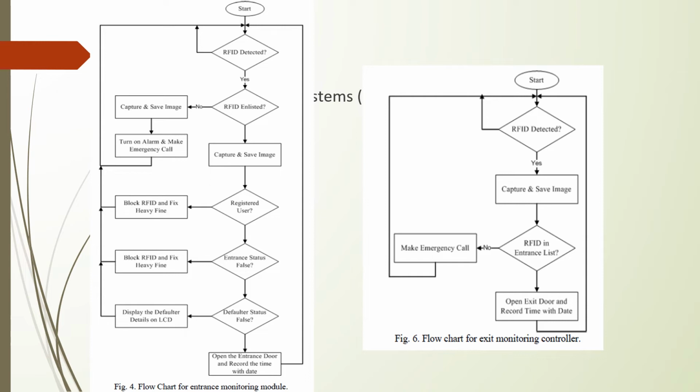The same goes for the exit monitoring mode. Whenever they leave, they have to scan their RFID tags at the exit. Just the same as the entry monitoring system, the system will take a picture and save it, and it will check against the database whether that RFID is listed or not. Suppose the RFID entry is not in the database, then they will check again and make an emergency call. Otherwise, they will open the exit door, record the timestamp and update the exit status. So this was the monitoring section.